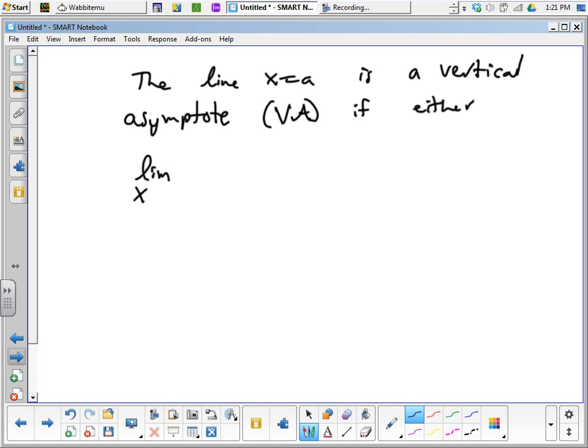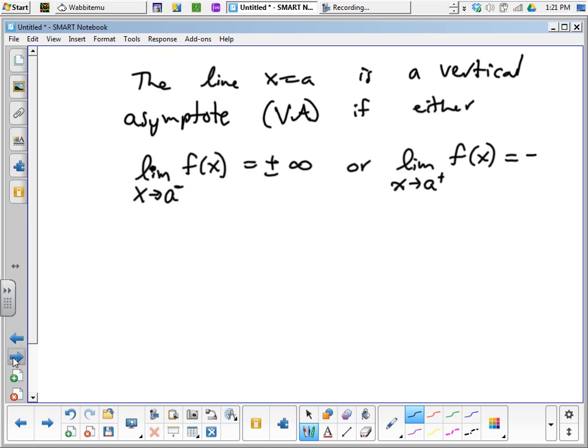you're doing a limit at a number, okay, on the left, and you're getting infinite behavior, unbounded behavior there, or if you're on the right side doing a limit, so we call it a plus, and you're getting unbounded behavior. See?